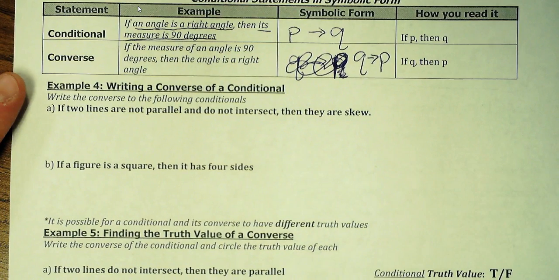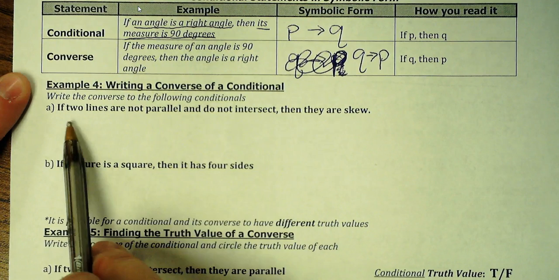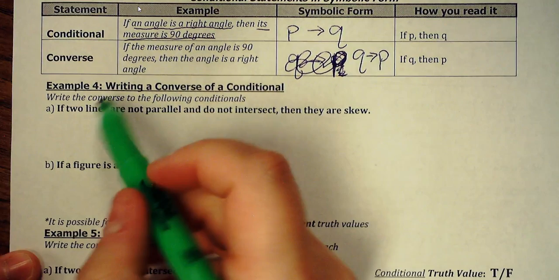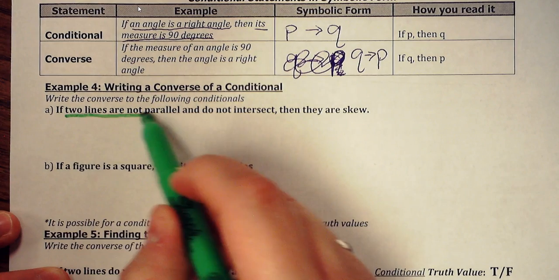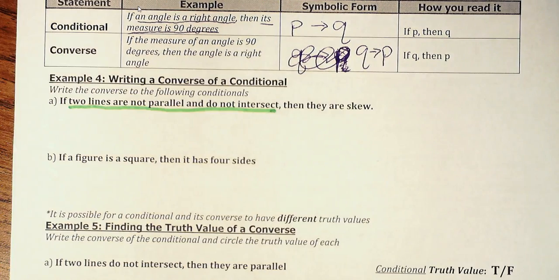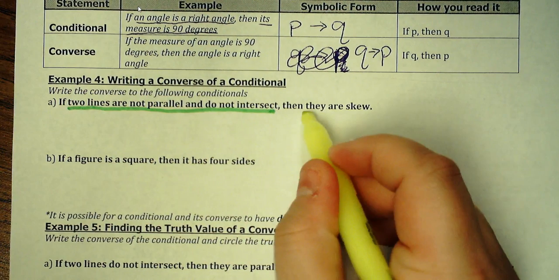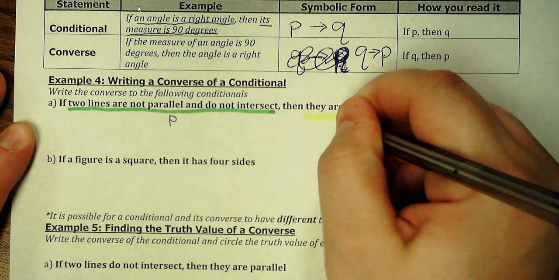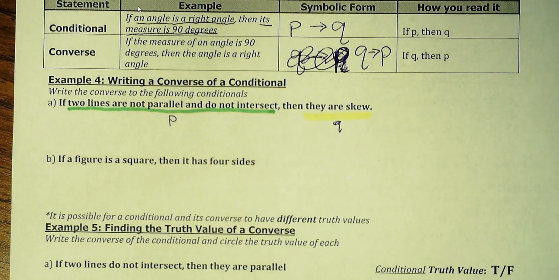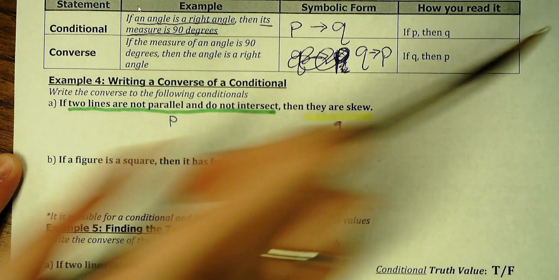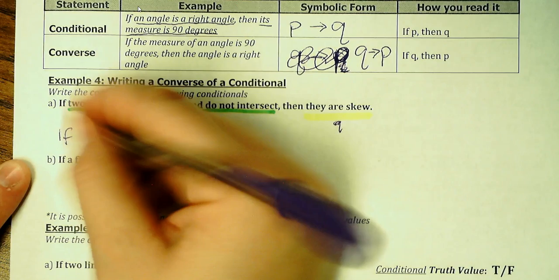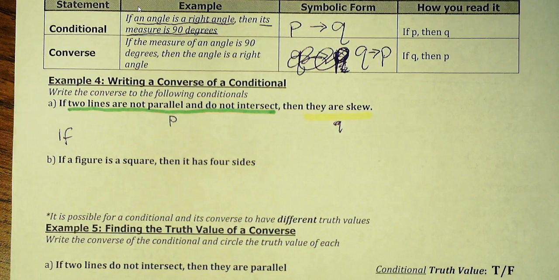I'm just going to write the converse to these. So this says if two lines are not parallel and do not intersect. So I'm just going to underline this real quick. Two lines are not parallel and do not intersect. That whole thing would be the hypothesis, and then the conclusion is then they are skew. So what we're going to do, this is your P, this is your Q. We're going to switch these. So I'm going to take this piece and put it at the beginning. So I'm going to say if, and I'm going to use part of this sentence at the beginning to just kind of make grammatical sense.